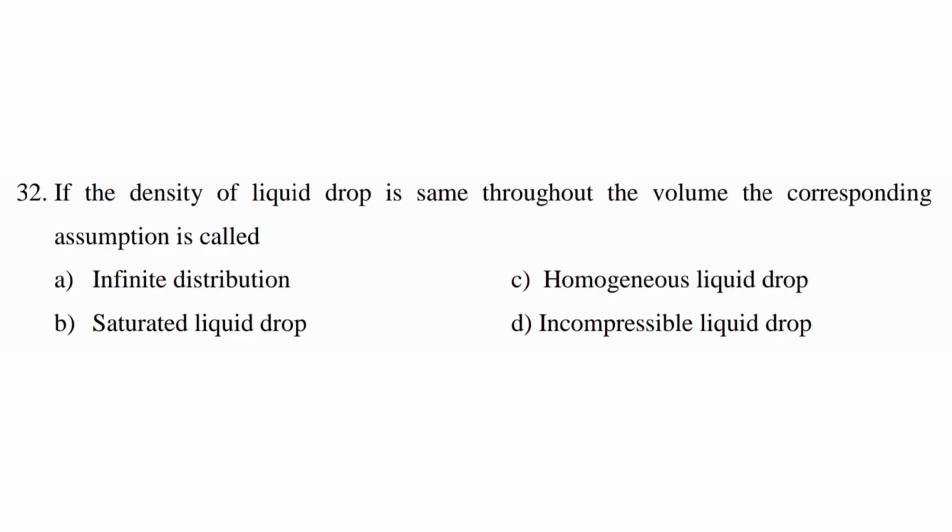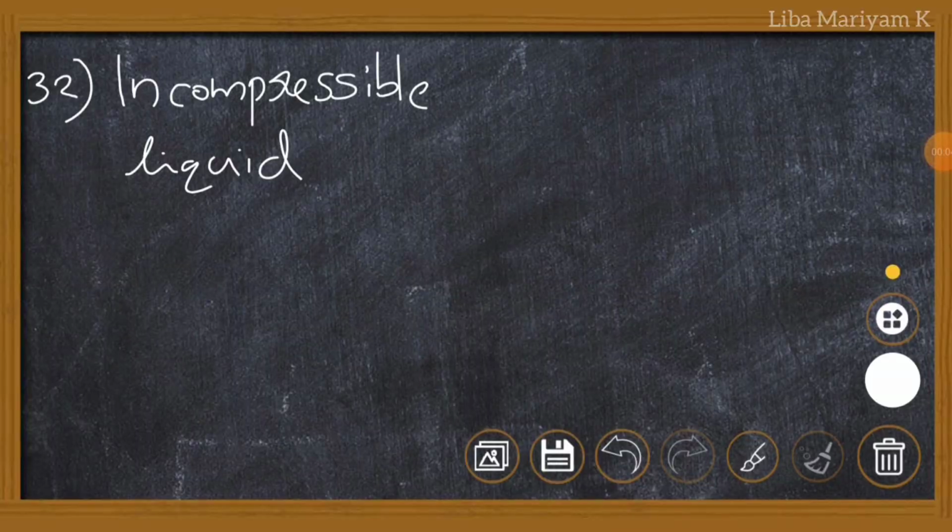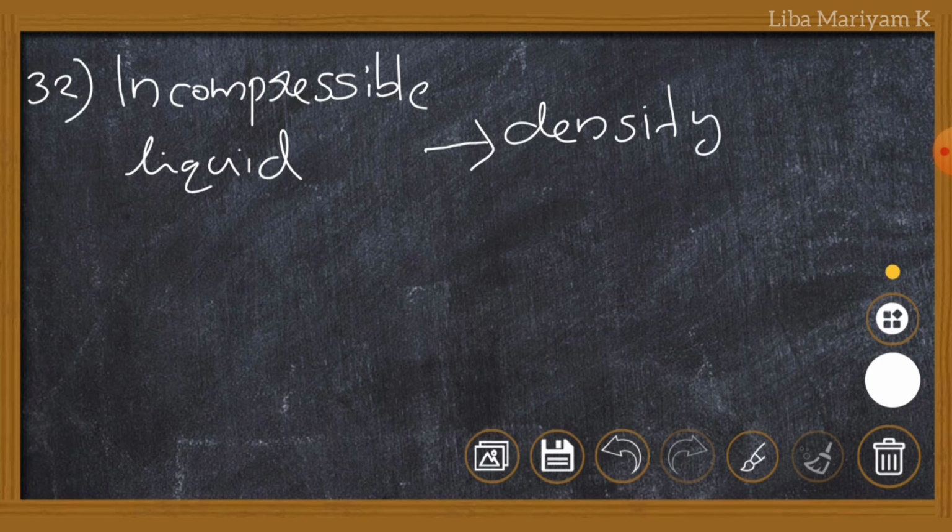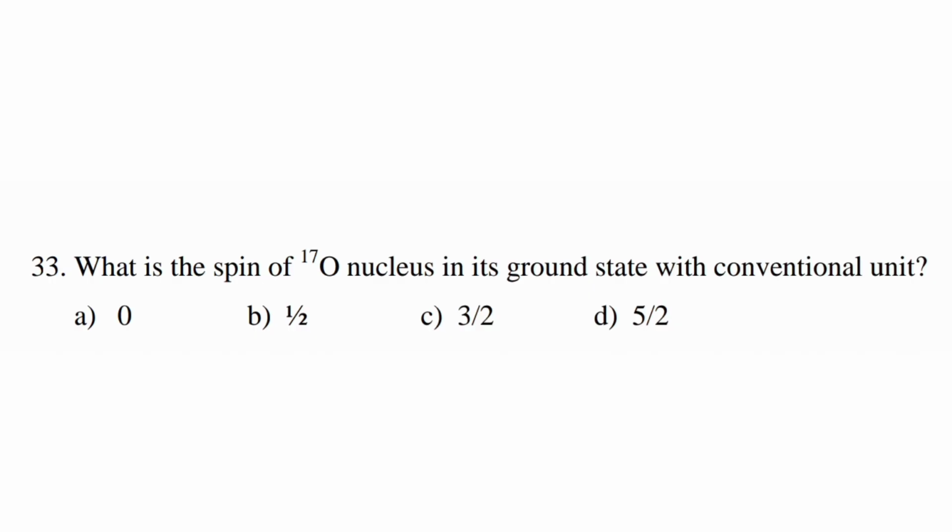Question 32. If the density of liquid drop is same throughout the volume, the corresponding assumption is called. For an incompressible liquid, the density remains constant throughout the volume. We know compressing something means applying pressure to reduce the volume so that the density of material increases, bringing the molecules even closer to each other. Here density is same throughout the volume, therefore it is an incompressible liquid. Option D is correct.